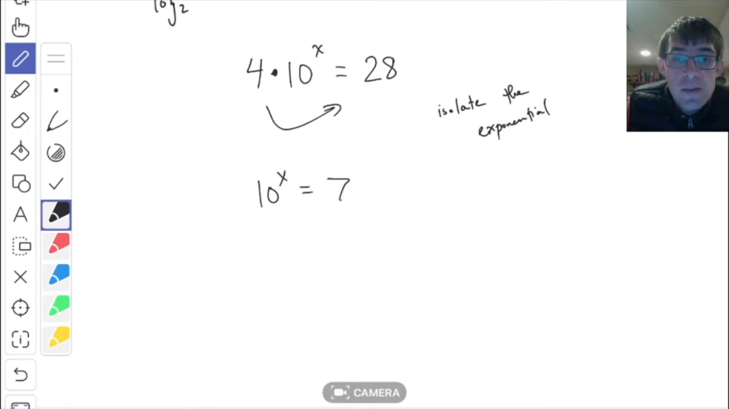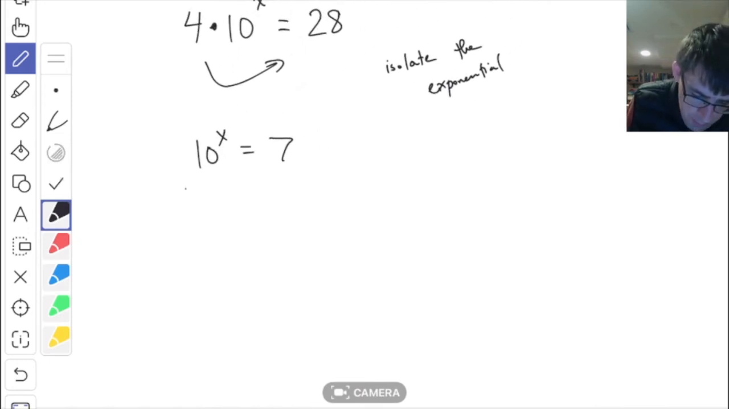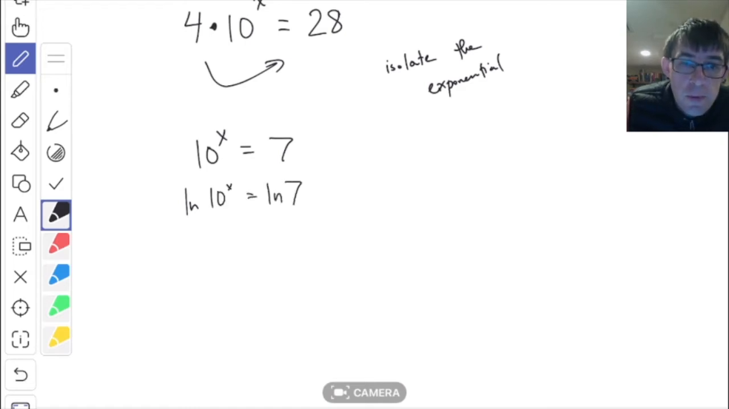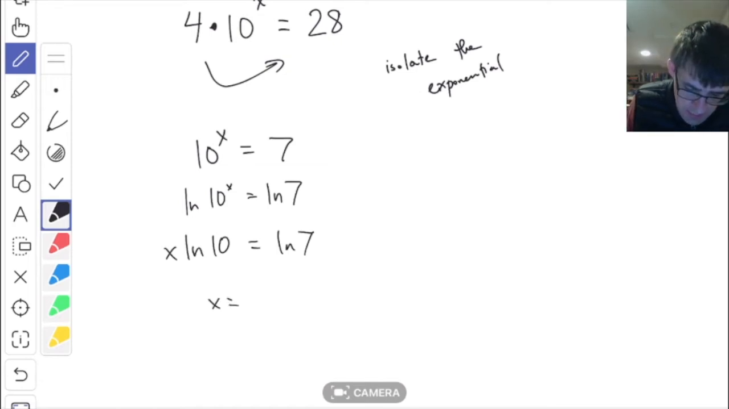And now we can do what I said before, which is take the log on both sides. I'm going to use the natural log, although you can use whatever log you want. You might as well use the natural log. The purpose of doing the log on both sides is it allows you to move the exponent into a coefficient. So this is the same as x times natural log 10 equals natural log 7. And now that the x is downstairs, we can easily solve for x. We just divide both sides, because on the left I have x times log of 10. I get ln 7 over ln 10, and that's the answer.